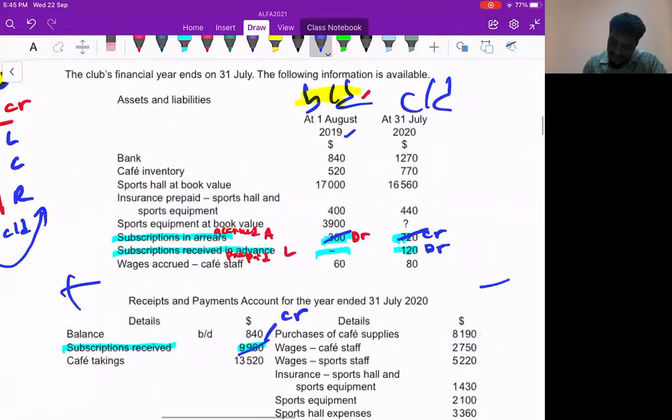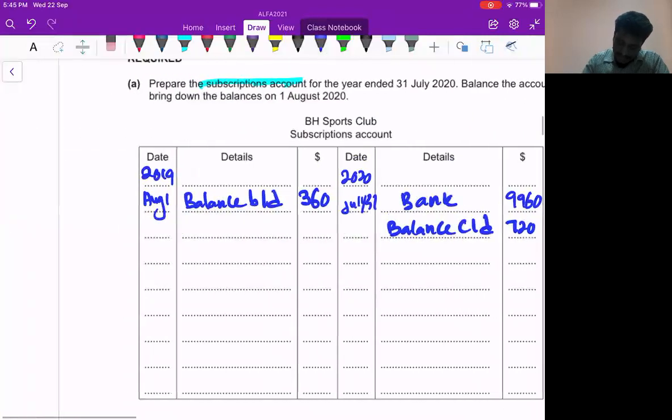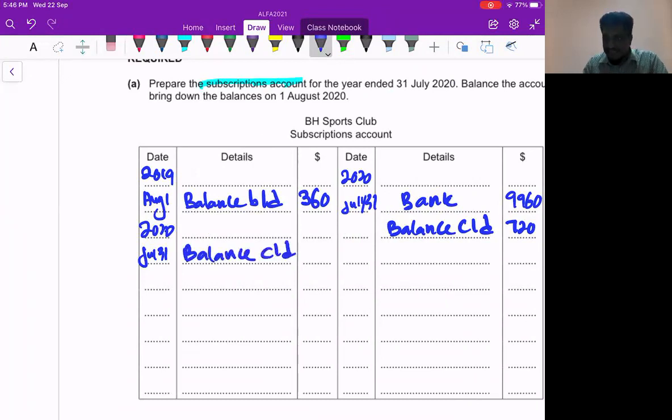Then another one is balance CD also on the debit side, under 20. So write the date 2020, July 31st. If possible, leave one line for the income and expenditure, then only write balance CD. Okay, that's a perfect answer. But if you forget to leave one line, it's okay. Just write here balance CD. As long as it's on the right side, you still get the marks.